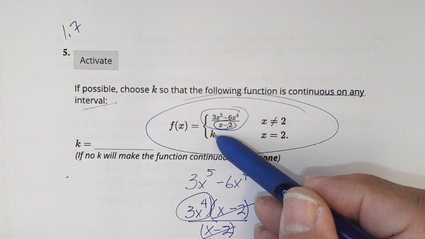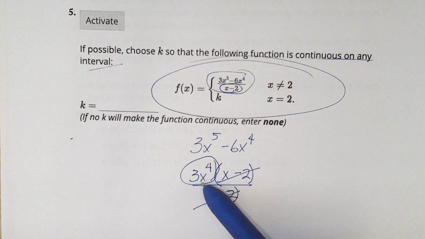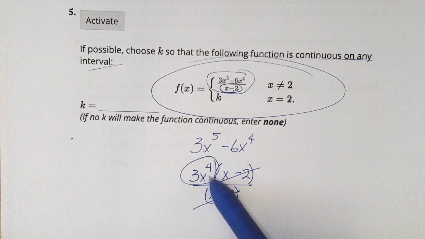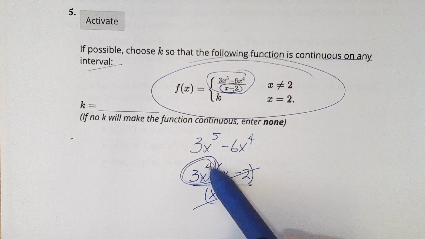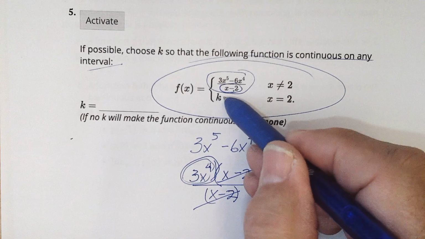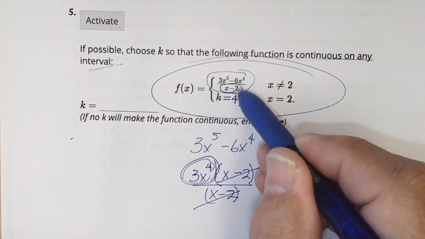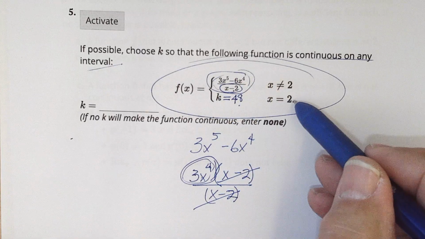So we need to pick a k to fill that hole in. So at 2, we can't put it in this, but we can put it in there. And 2 to the fourth is 16. 16 times 3 is 48. So if k was 48, it would fill in the hole in this graph.